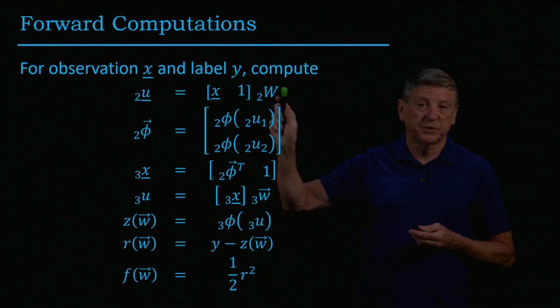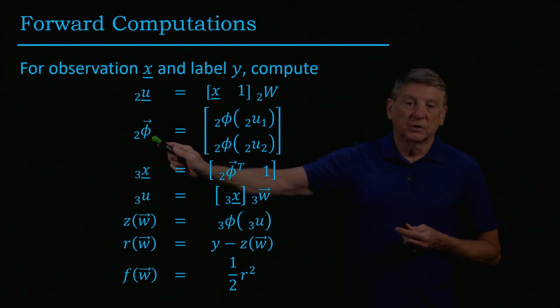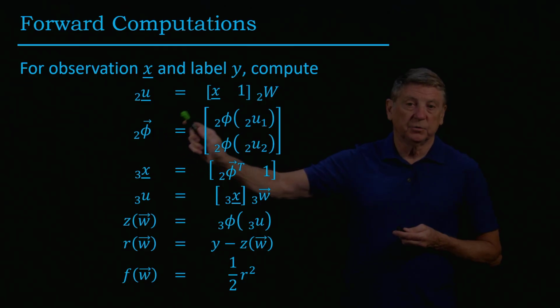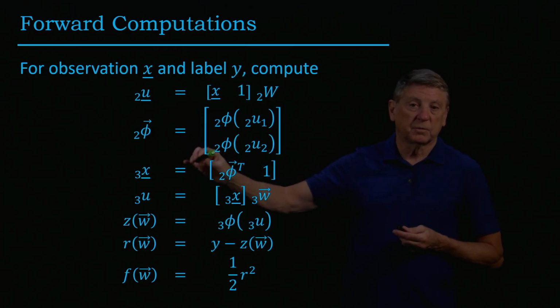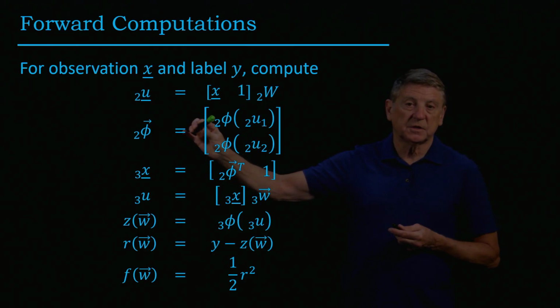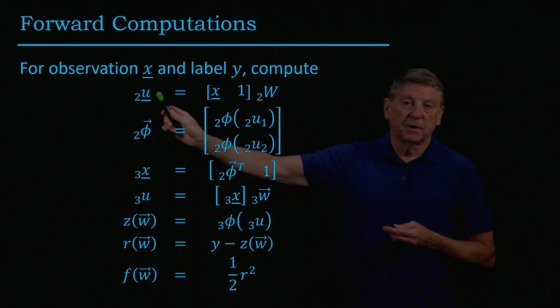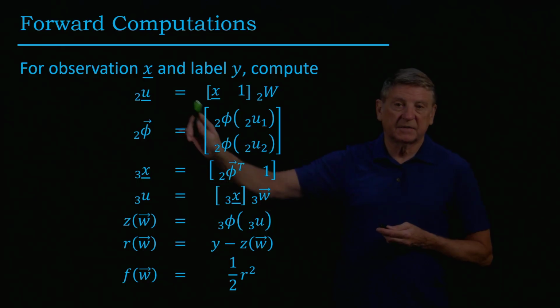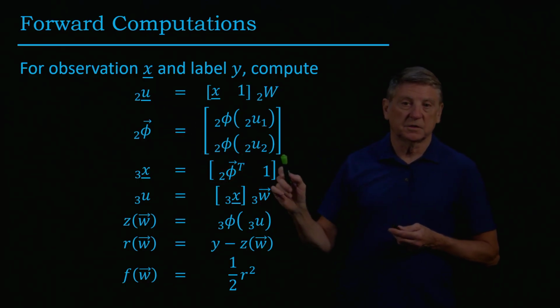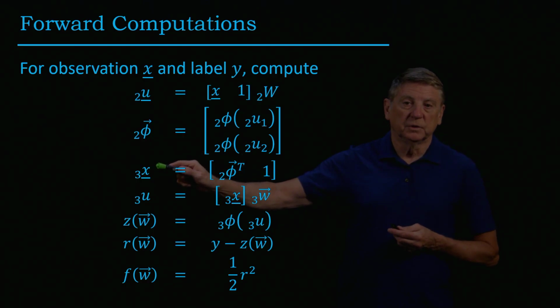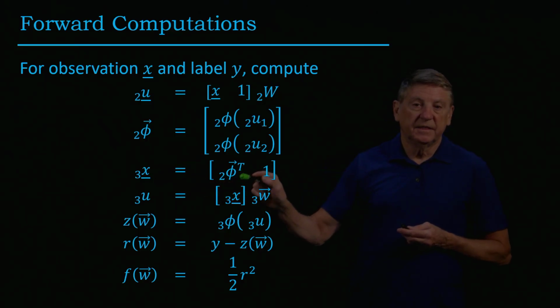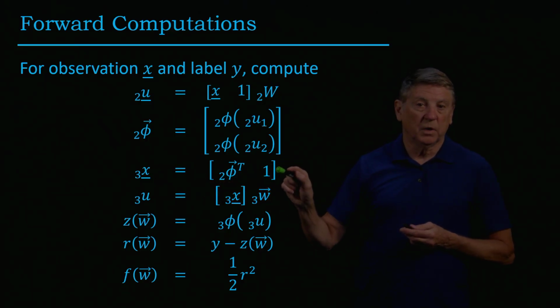The first is that the layer 2 linear response is the augmented observation times the weight matrix for layer 2. The responses for layer 2 we'll vectorize this, and it'll be the response computed from the first linear response times the activation of the second linear response. The input to layer 3 is this output augmented by 1.